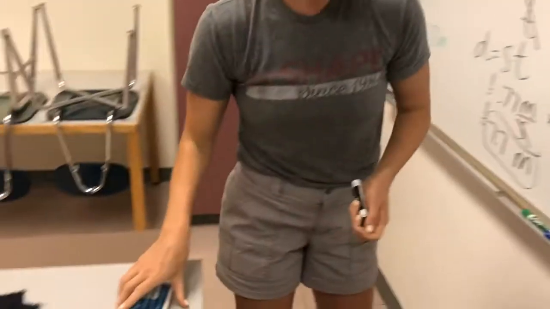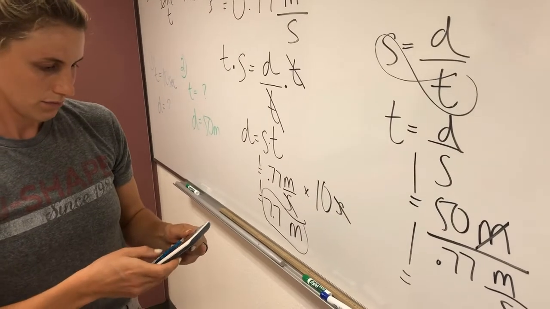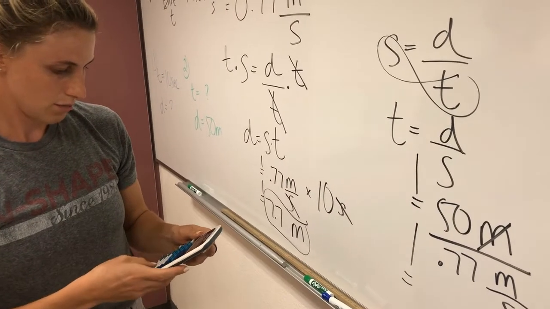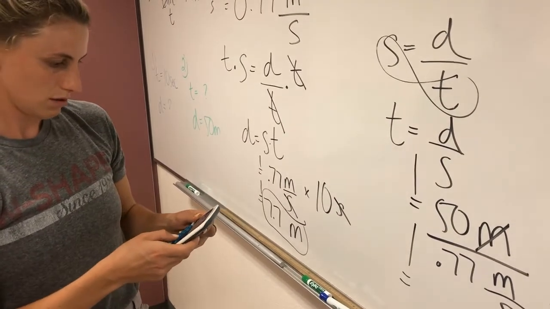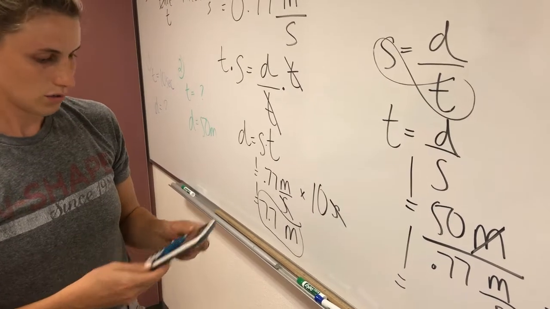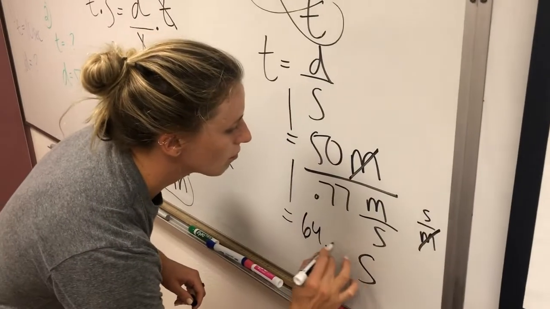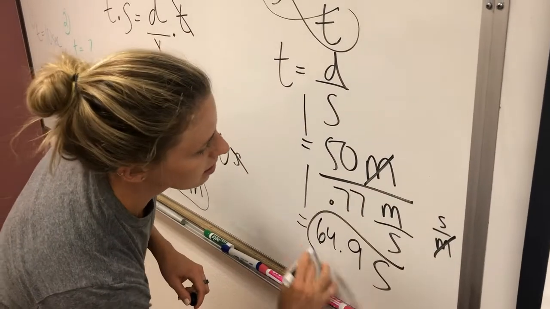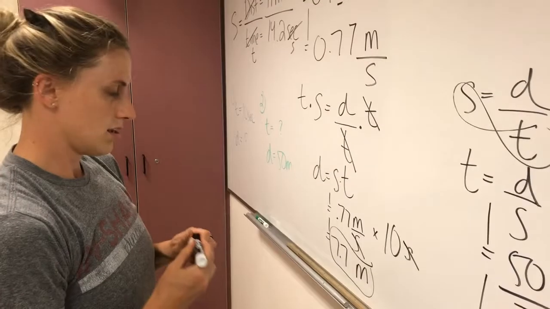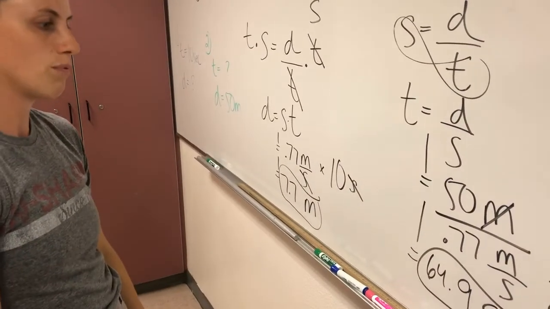Now for the easy part. 50 divided by 0.77 equals, I got 64.9 seconds. All right, so that means that if I walk 50 meters, it's going to take me 64.9 seconds.